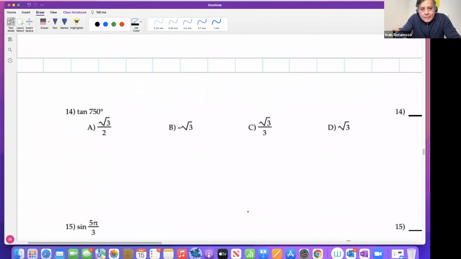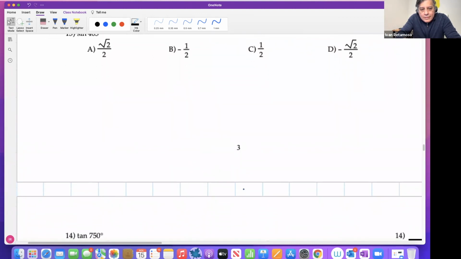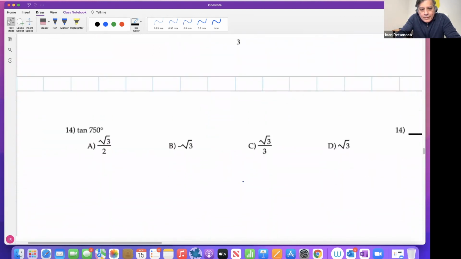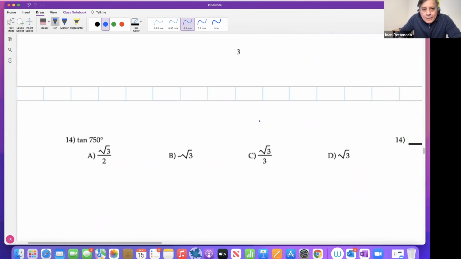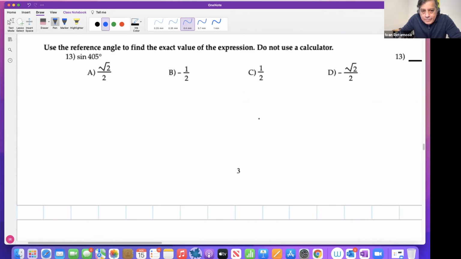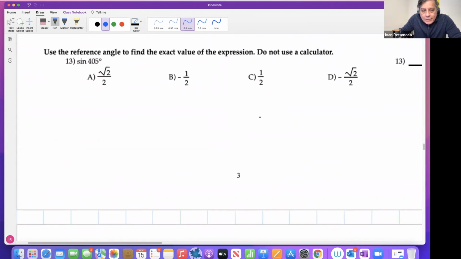Yeah, I think we can do this perhaps using the reference angle. Find the value of tangent of 750 in exact form, right? Exact form, yeah. Let me give you an idea for number 13, and I would like to do number 14.